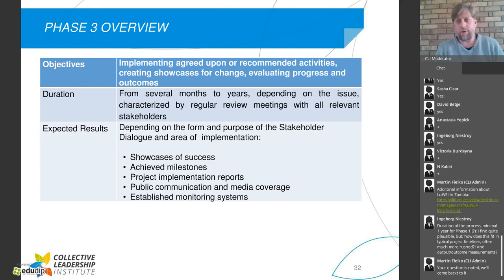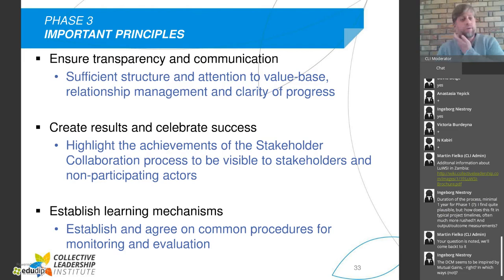Certainly for a multi-year initiative, there should be regular meetings for reviewing, and of course stakeholders that are affected should be included in that. The expected results, depending on the form and the purpose again, are showcasing those successes and achieving the milestones, creating reports, showcasing what's actually been accomplished, and communication not only internally amongst the stakeholders and implementers, but also externally. And those monitoring systems, as I mentioned, really getting those benchmarks and some kind of evaluating system to allow the implementers to know if they're achieving what they set out to do. I think I basically hit all these already.